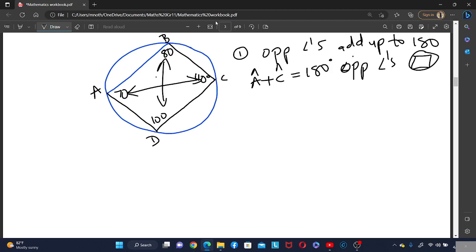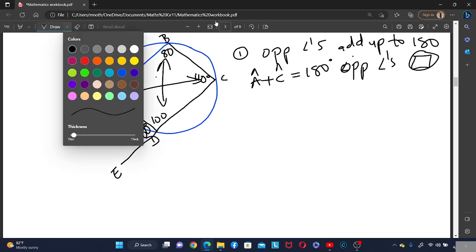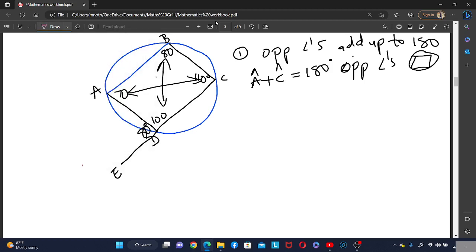But now, what happens when you extend this line? Let's say this is a straight line. This angle on the inside is 100 degrees. So if this is a straight line, let's say this one is E, it means that this angle is 80 degrees, right? Now, what are you noticing? This is 80, this is also 80. They are equal.